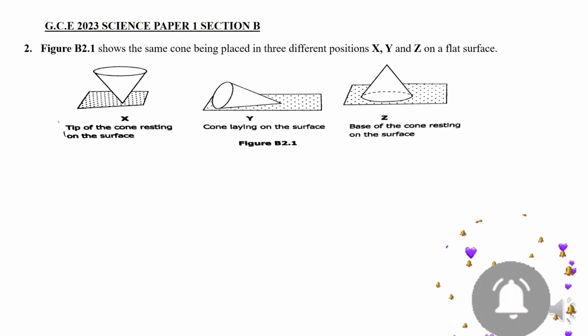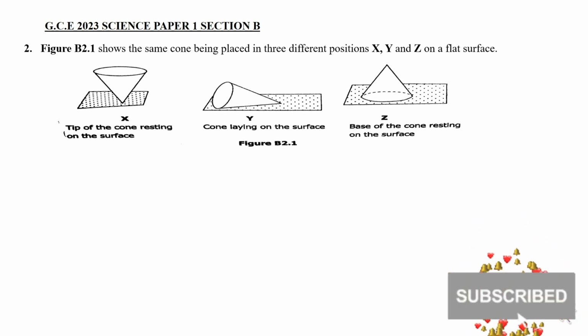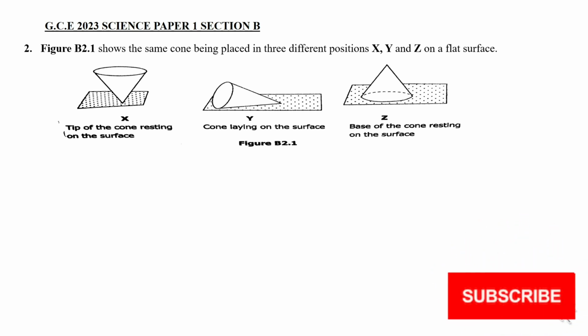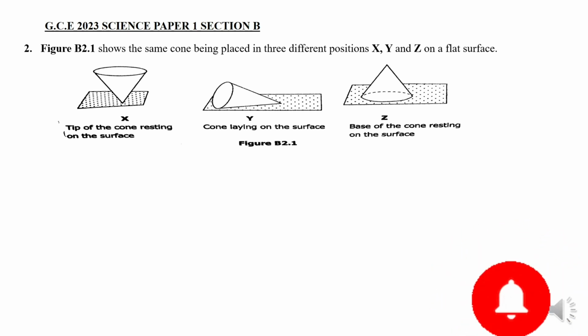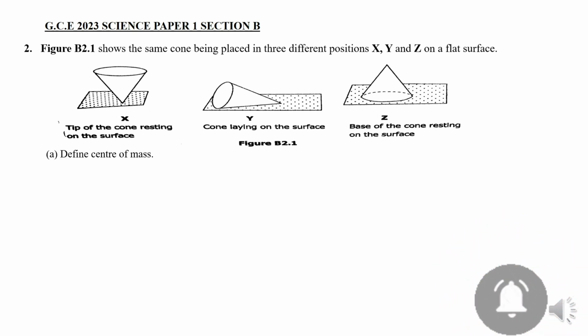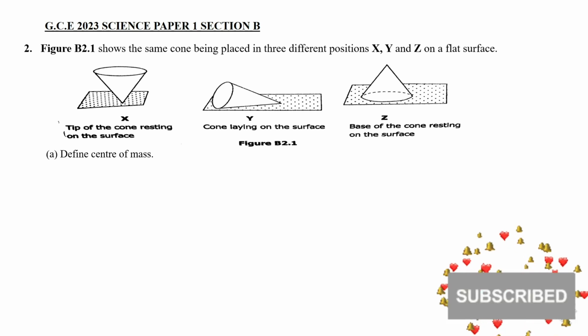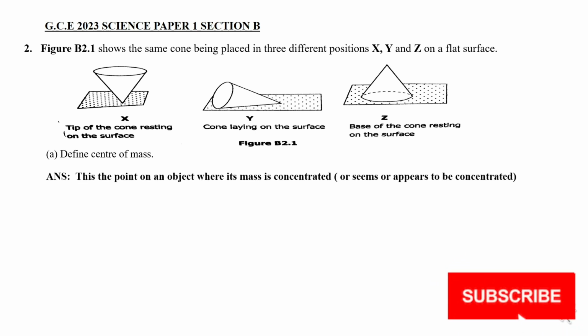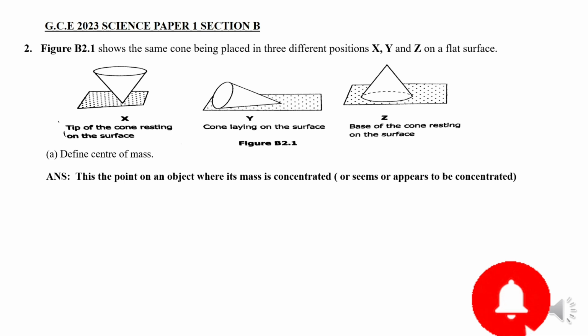We look at question 2. Question 2, the figure B2.1 shows the same cone being placed in 3 different positions, X, Y, and Z, on a flat surface. So we have cone X, we have cone Y, and we have cone Z. First thing, define center of mass. Center of mass is the point on an object where its mass is concentrated, or where its mass is seen or appears to be concentrated.